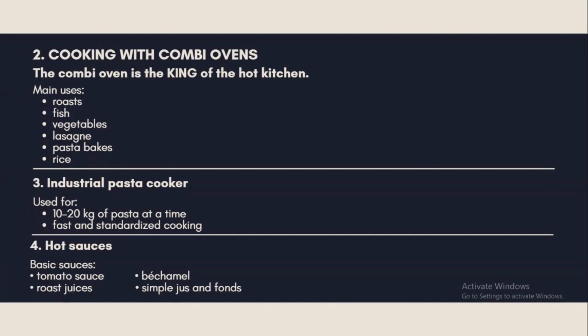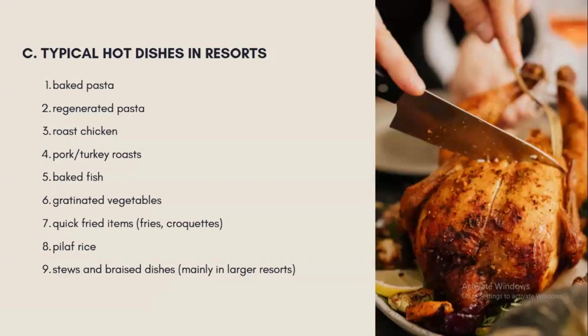Another important thing for you to notice, we have the industrial pasta cooker. I don't know if you have seen it before, but I don't think I have a picture of it either. You can actually browse online and you see it. It's used for making pasta. It's fast and it's a standardized cooking tool. Now, hot sauces are also made in the kitchen. We have basic sauces like tomato sauce, roast juice, and so on and so forth.